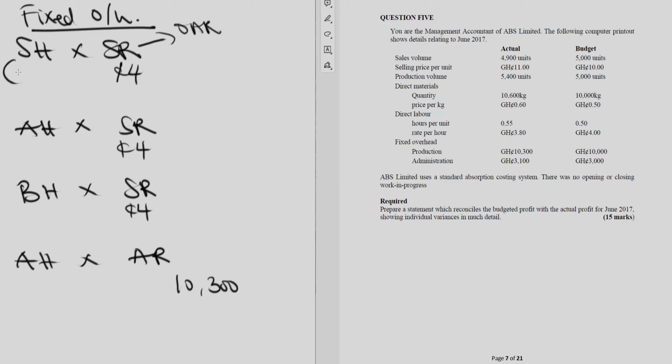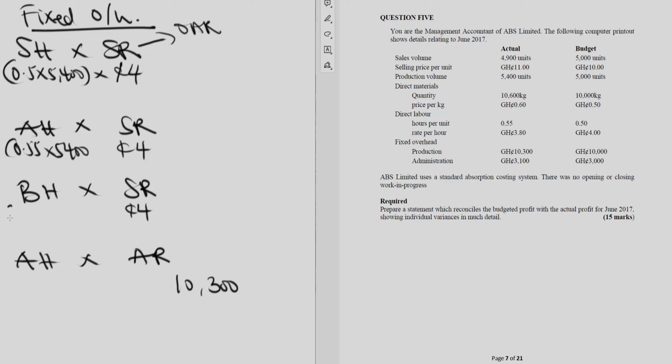So the same hours, right? Unless you are specifically told in a question that you are using machine hours, all overheads use the labor hour. So labor hours, we know the standard was 0.5, and the actual units produced was 5,400. When you come to the actuals, the actual labor hours used was 0.55. You can see from the question, also by the 5,400.